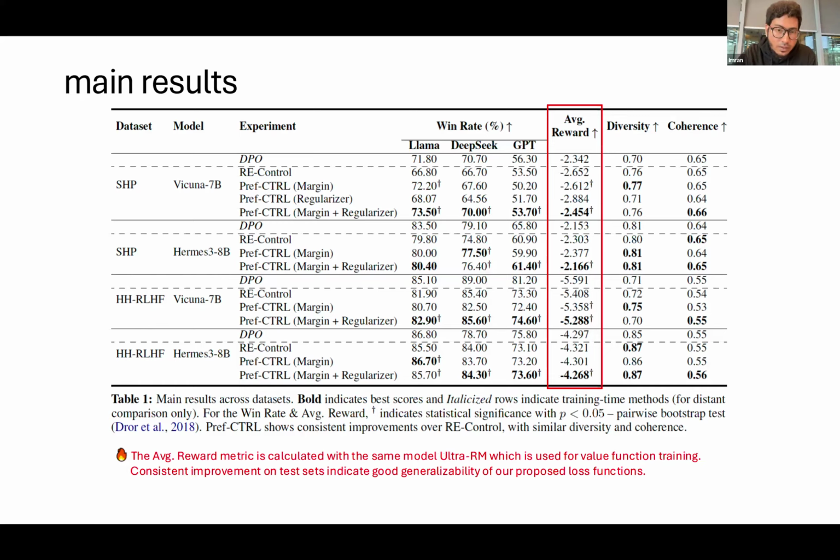Then the average reward metric, as we mentioned before, we calculate with the reward model that was used to train the value function. In all cases, our approach actually outperforms all of the baselines, which indicates that the value function, even with the new 2 losses, has the generalizability to new data sets without impacting the actual scoring mechanism.